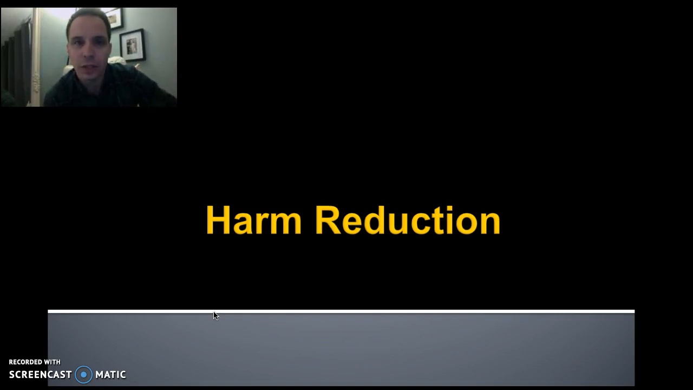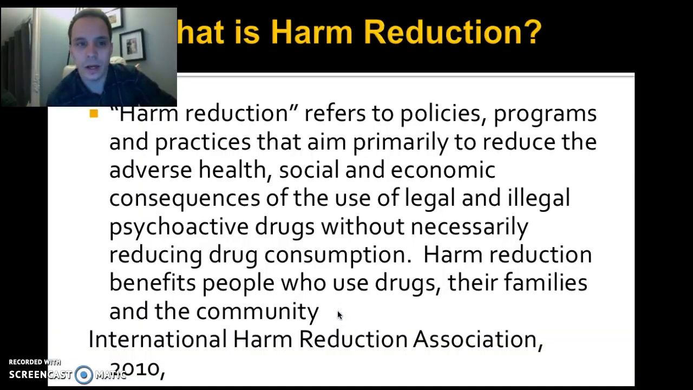Harm reduction, there's a couple of key things that I wanted to talk about because they are going to be part of the test on January 4th. So getting started with that, harm reduction refers to policies, programs, and practices that aim primarily to reduce adverse health, social, and economic consequences of use of legal and illegal psychoactive drugs without necessarily reducing drug consumption. Harm reduction benefits people who use drugs, their families, and the community.